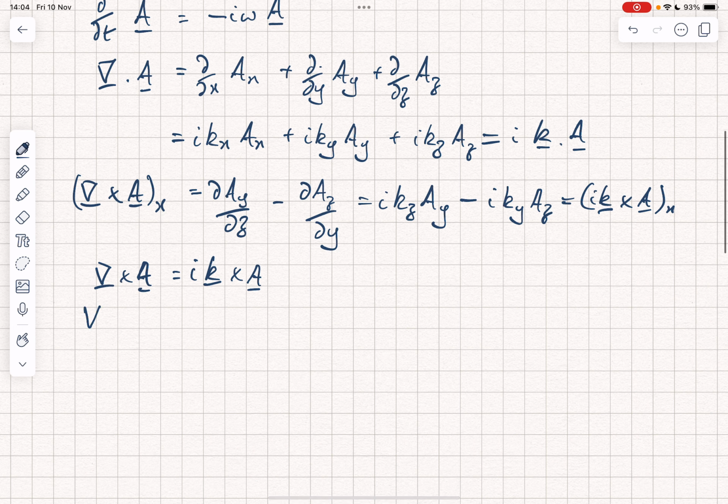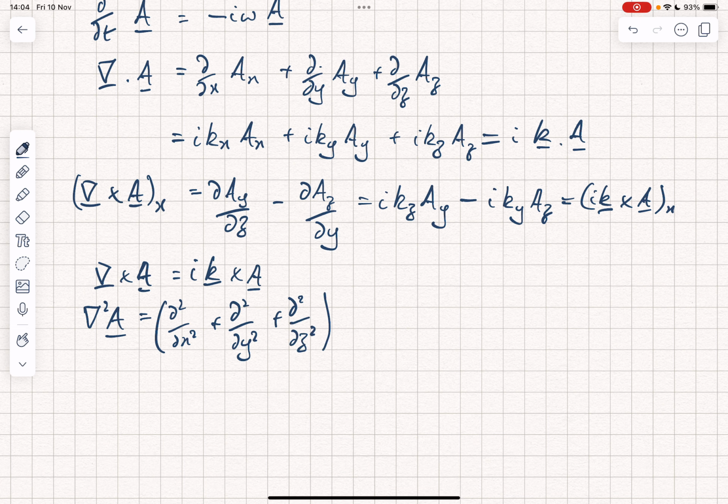Finally, we can think about the second order operator, the nabla squared, the del squared of A, and that's equal to d2 by dx squared plus d2 by dy squared plus d2 by dz squared acting on A, and that's going to be given by minus kx squared, because we've got two factors of i k acting on A, minus ky squared A minus kz squared A, which is equal to minus k squared A.